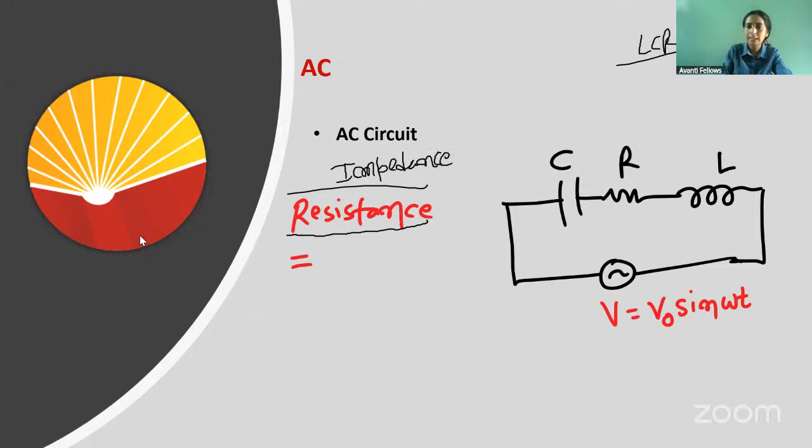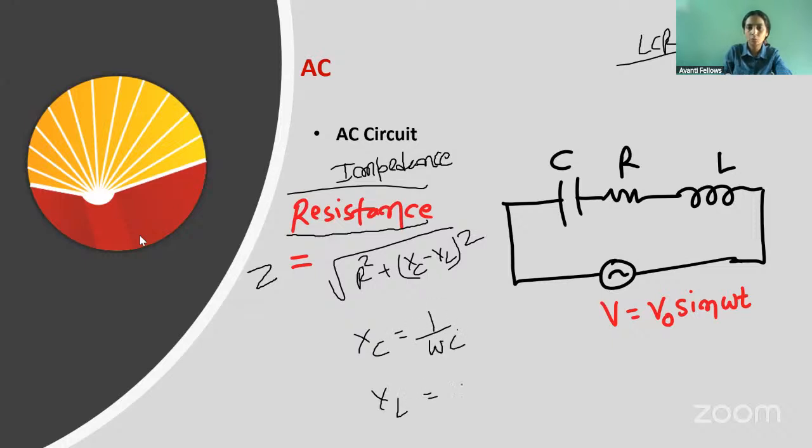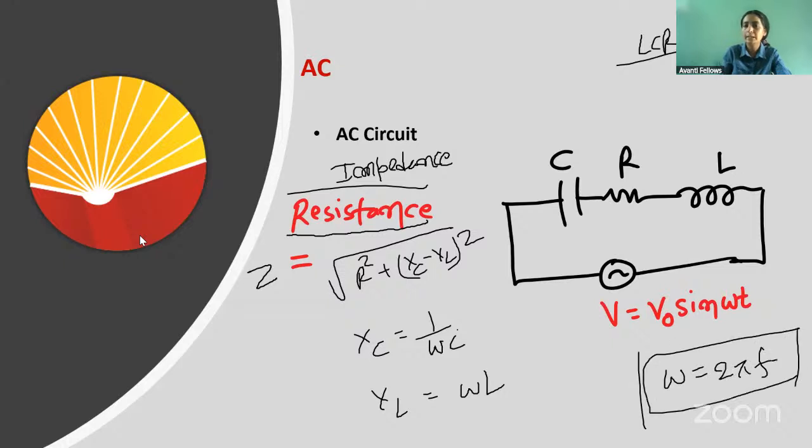So how do we calculate impedance? Impedance is indicated by the letter Z, square root of R square plus XC minus XL whole square. This is the impedance of the circuit. XC is equal to 1 by omega C. XL is equal to omega L. Omega is the angular frequency of the voltage being supplied. In case frequency is given in the unit hertz, you need to calculate omega, and omega is related to frequency as omega equal to 2 pi f. So this is how you can calculate impedance.